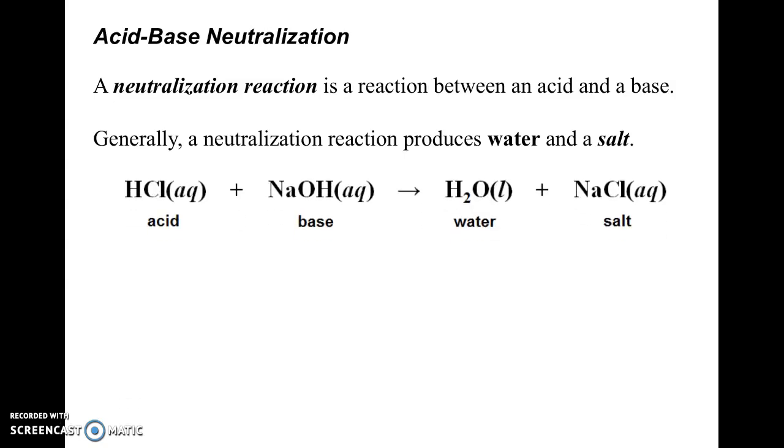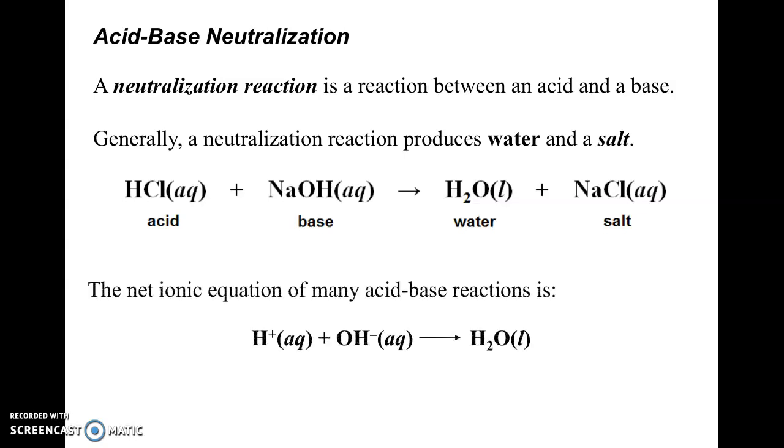And so if you have HCl reacting with NaOH, you can see you get water, and the salt is sodium chloride. The net ionic reaction, if you were to write this, you'd have sodium on both sides and chloride on both sides. Those would be canceled out, and so you get just the formation of water.